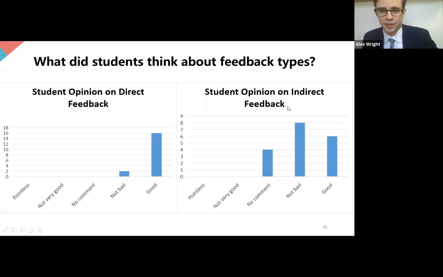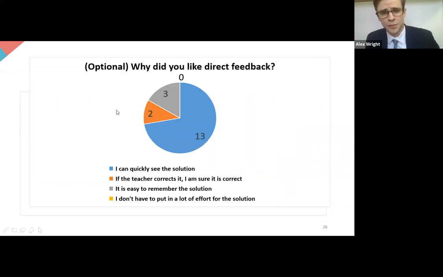Then when asked about indirect feedback, they have had experience with both at this point, and it's a little bit more split. Still generally positive, but not near the numbers of the direct feedback survey. Optional question: why did you like direct feedback? 13 people said, I can quickly see the solution. That's understandable. They're busy students. They've got a lot of homework in classes, busy social life. They'd like to just see where they made a mistake and try to learn and remember the new answer.